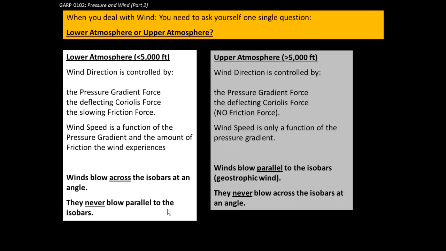Once more, here's your cheat sheet. This is really all you need to know about wind forecasting. That's what the weather forecasters on TV use. Are you in the lower atmosphere? Are you in the upper atmosphere? That's the first question, because you have to know whether or not you're dealing with friction. And then depending on what the situation is, in the lower atmosphere with friction, winds blow across the isobars at an angle, or in the upper atmosphere, because there is no friction, winds can blow geostrophically, parallel to the isobars.